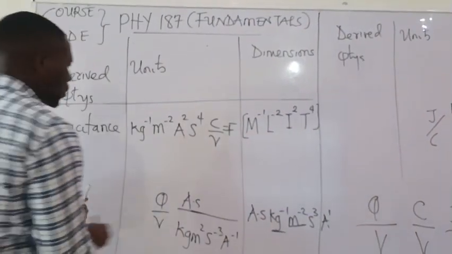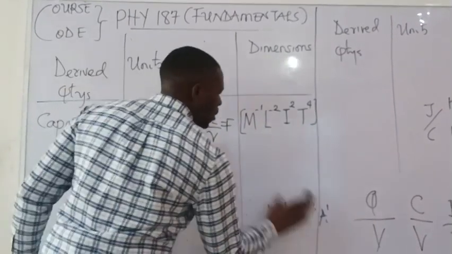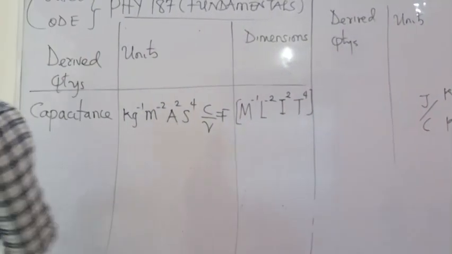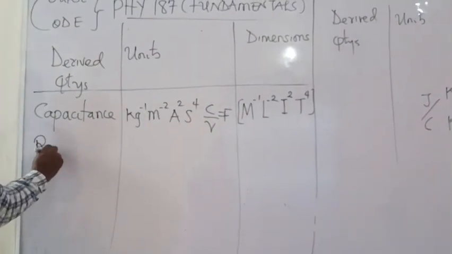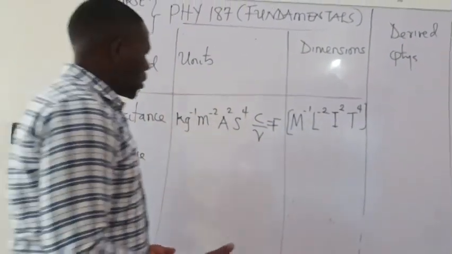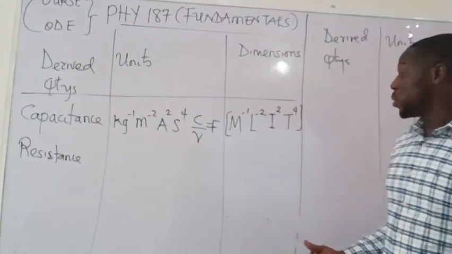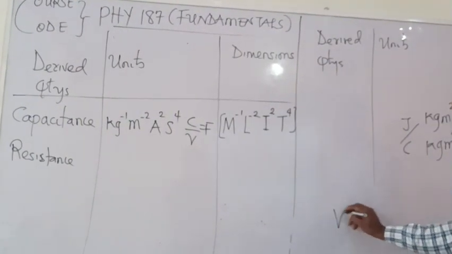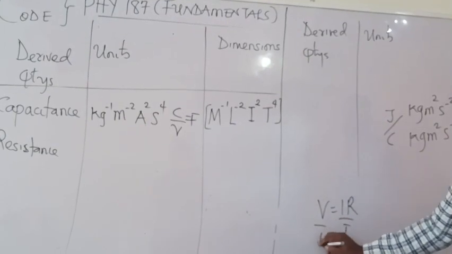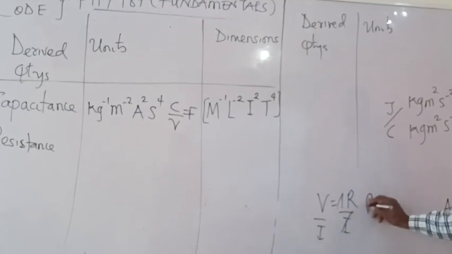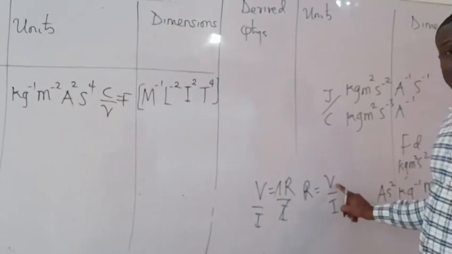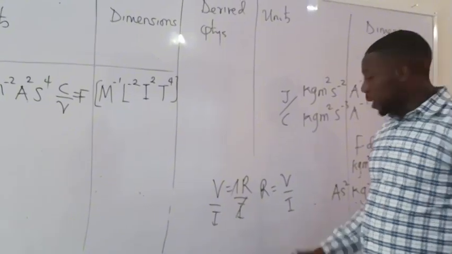Alright, now aside from capacitance, let me talk about other derived quantities like resistance. The electric resistance on, let's say, a body, could be a conductor or an insulator. So resistance from Ohm's law, V is equal to IR. I could divide both sides by the current. So resistance would be volts per ampere. Potential divided by the current.